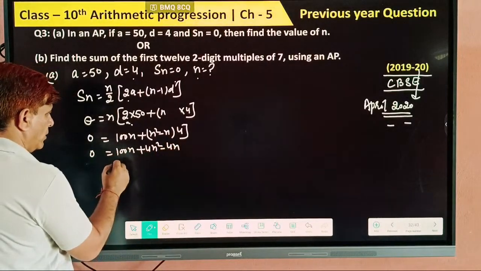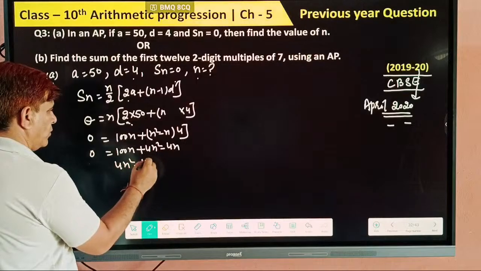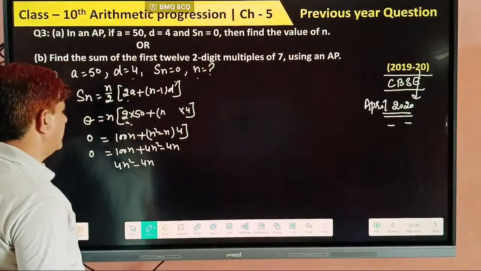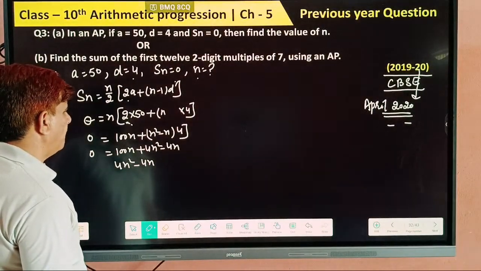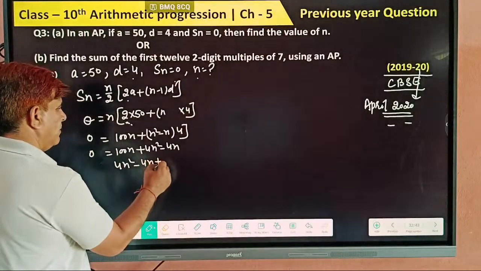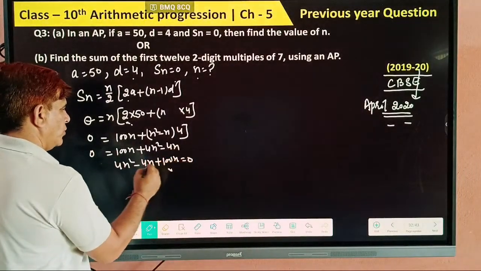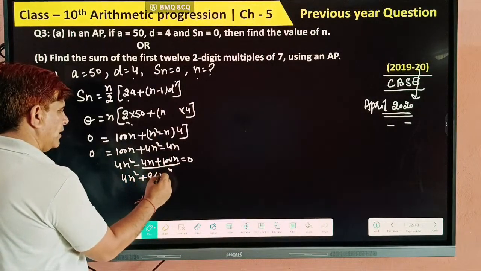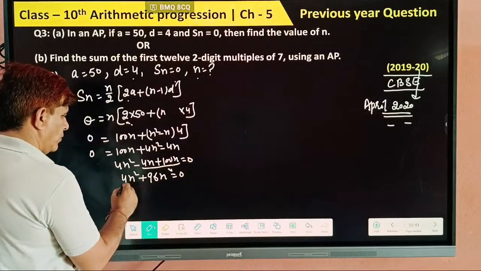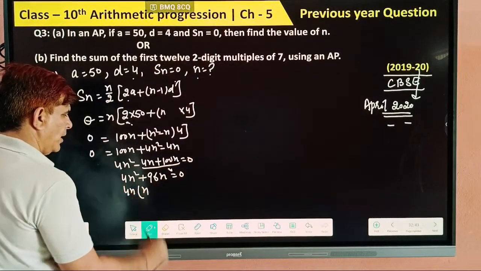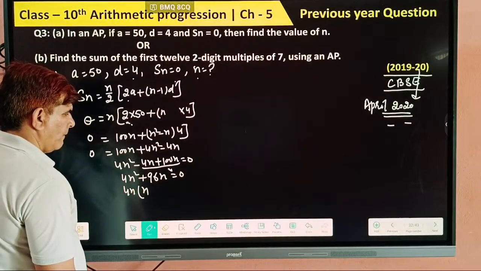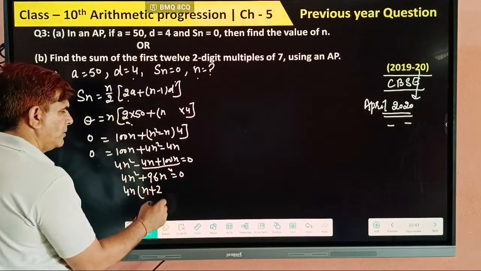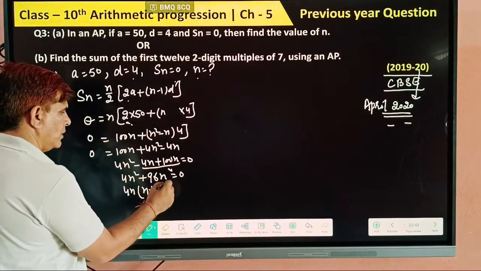So we can write 4n square minus 4n plus 100n equal to 0. How much? 96. 4n square plus 96n equals 0. Taking 4n common, n equals how much?